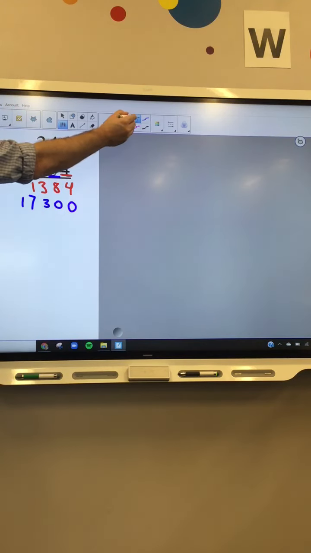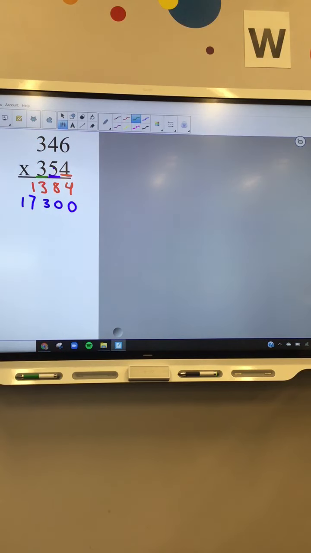So now let's do 300. Because it's not 3 and because it's not 30, what do I need to put? A 0 here and a 0 here. Alright, so now 3 times 6 is 18. 3 times 4 is 12. Plus 1, 13. 3 times 3 is 9, plus 1, 10.